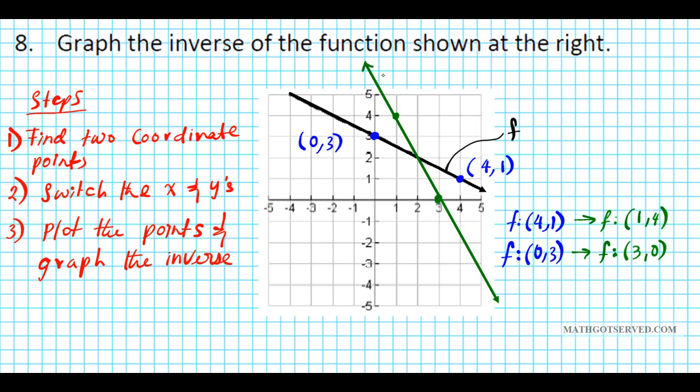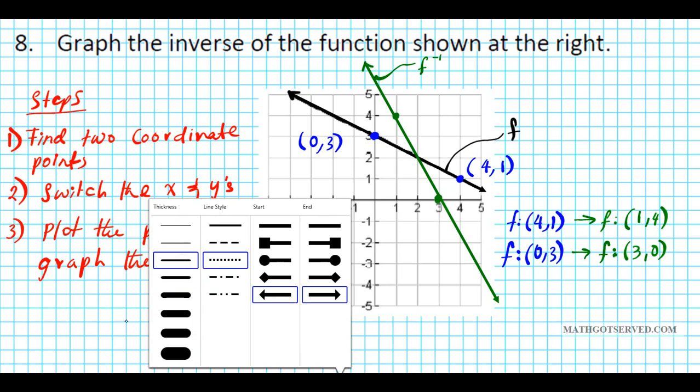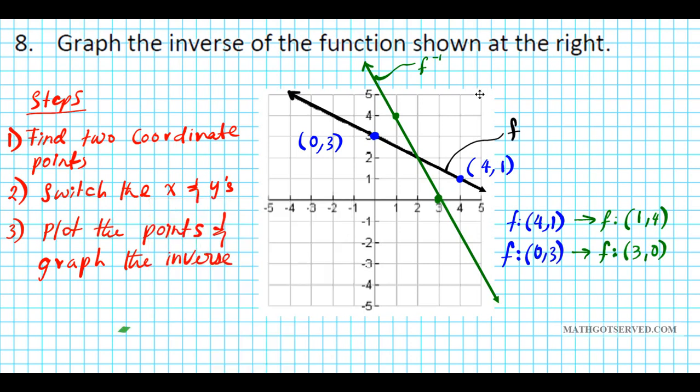Now, graphically, we can also confirm that our result is correct by ensuring that the inverse is a reflection of f along the line y equals x. Is that the case here? Well, let's verify. We're going to draw the line y equals x, the diagonal, and see if this is in fact a reflection. And it certainly is. If we reflect f along this line y equals x, we'll end up perfectly on the inverse. So this is just additional confirmation that our graph is correct.